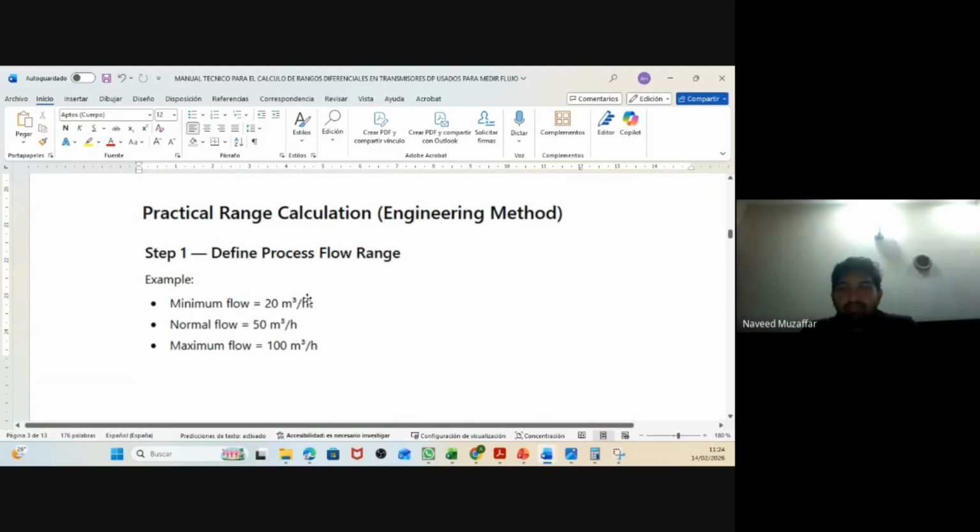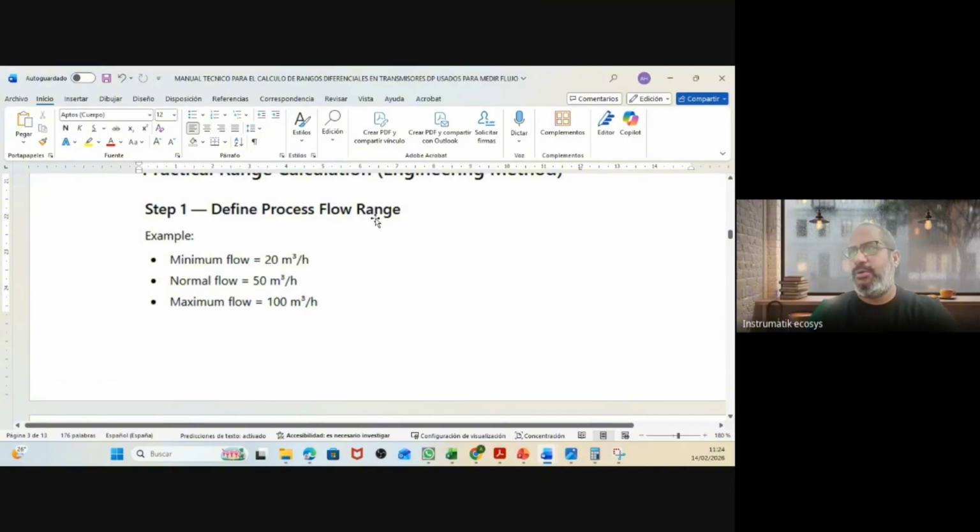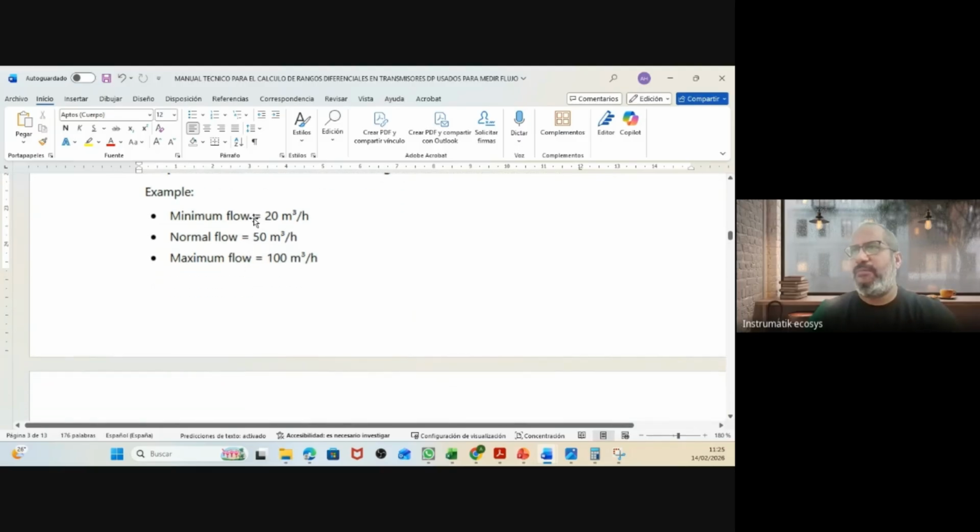This is step one: you define process flow ranges. You told me that you have the flow ranges given by the client. You have minimum flow, normal flow, or maximum flow, but normally to get all the URV and LRV you only need the maximum and minimum flow, to get a minimum differential pressure and maximum differential pressure. From there, you can find any intermediate value with the formula or with a sheet that I'm going to give to you.